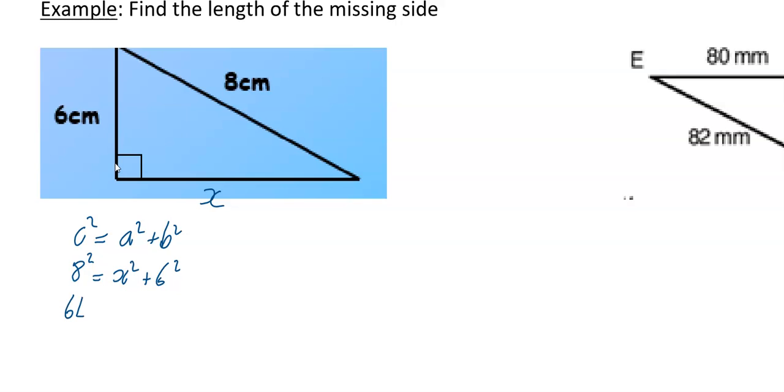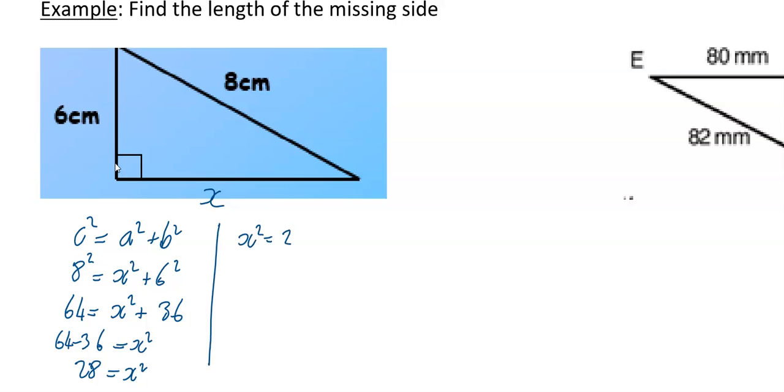So 8 squared is 64, that's 8 times 8, is equal to x squared. 6 squared is 36. So it is just an equation from here on in. So you want to end up getting x on its own, but you've got to bring the 36 across first. So 64 minus the 36 is equal to x squared. And if you do that, you're going to get 28 is equal to x squared. I'm just going to write that again, except I'm going to write the x squared first. So x squared is equal to 28.